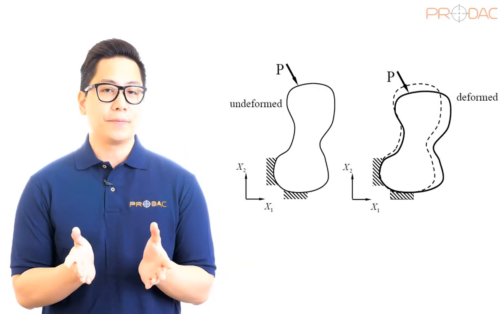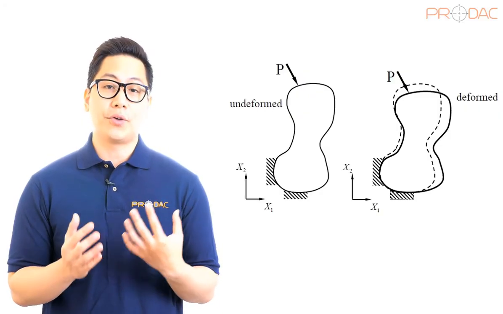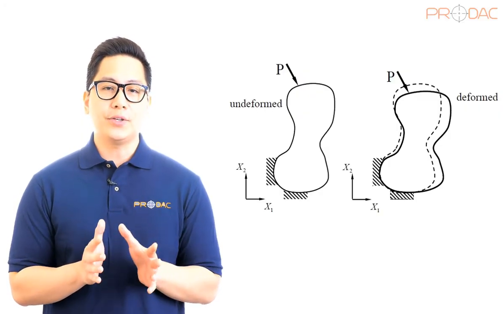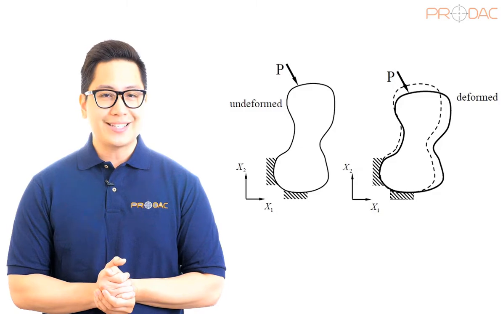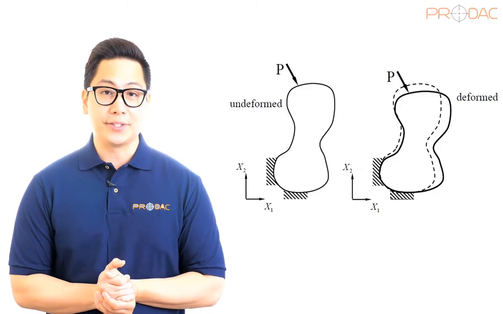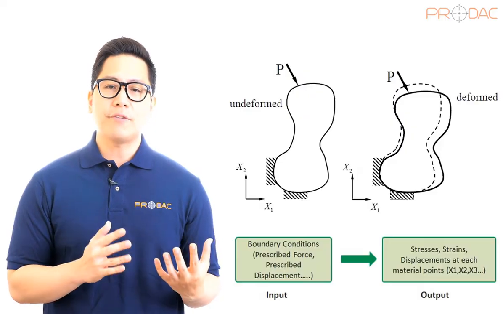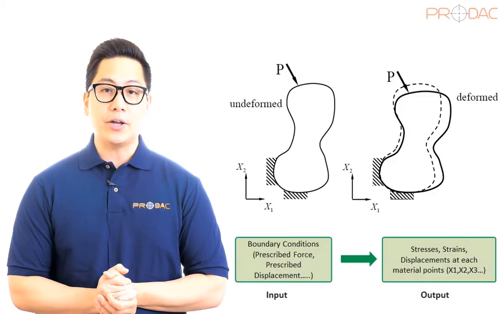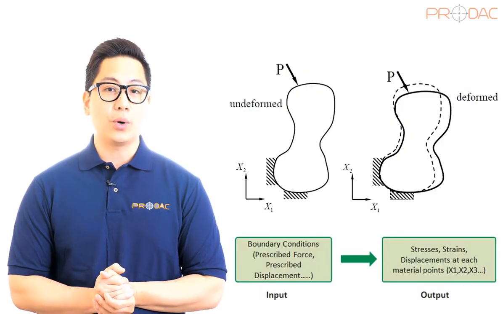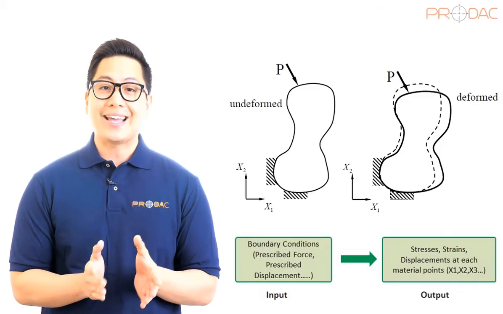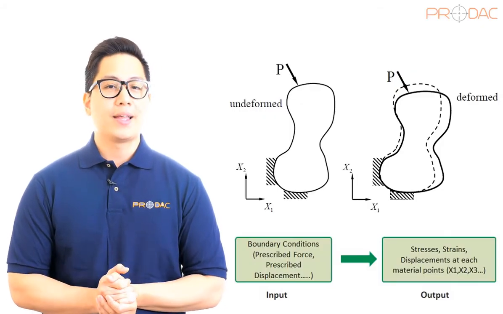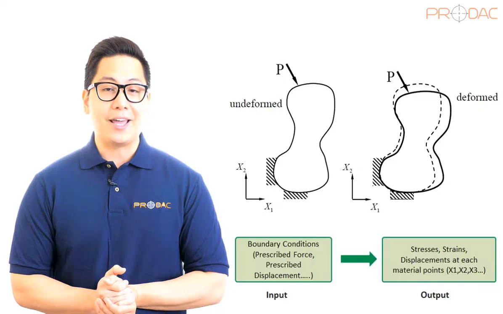We have a question here. What if we apply a force on this solid? What would be the values of the displacement, stress, and strain at each material point? We have some inputs in the form of boundary conditions, which have to be translated into desired outputs, and the output would be in the form of displacement, stress, and strain at each material point. So this is a typical FEA problem.